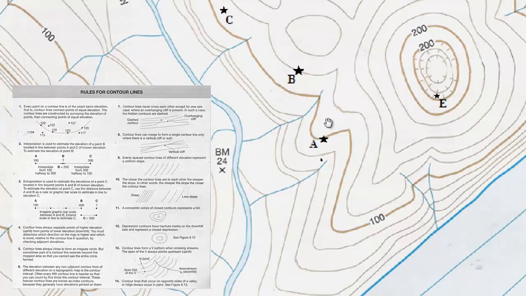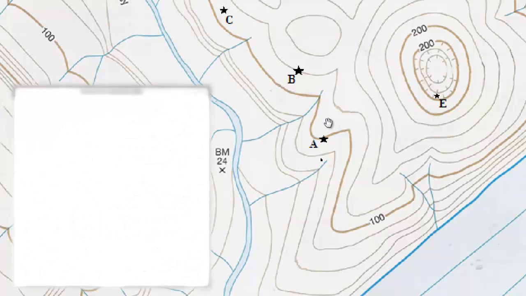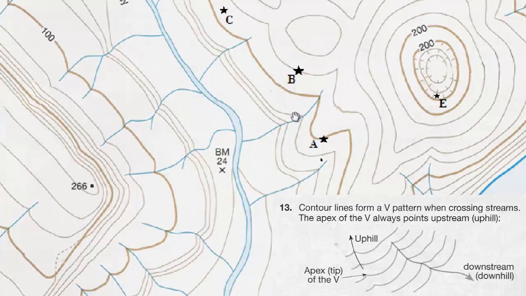and you should also have gotten with this note guide the rules for contour lines, and you can see that these contour lines are V'ing as they go across a river or a stream. They always will point upstream, so this is uphill. So we know we're going uphill.